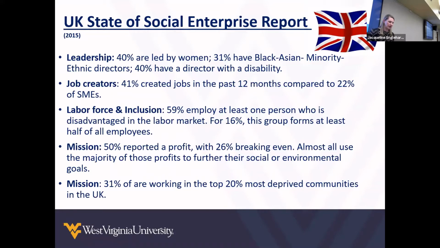I really appreciated the mission aspect, because 31% of those organizations in the UK are working in the 20 most deprived communities. So they're identifying those specific communities and environments where there are particular challenges and very intentionally locating their organizations there, so that it creates training opportunities, job opportunities, all of those. And 59% are led by an individual who's disadvantaged in the labor market. And what that means is individuals with a disability, individuals in recovery, individuals who experienced trauma, individuals with criminal backgrounds. So those folks that sometimes have the hardest time getting a job.